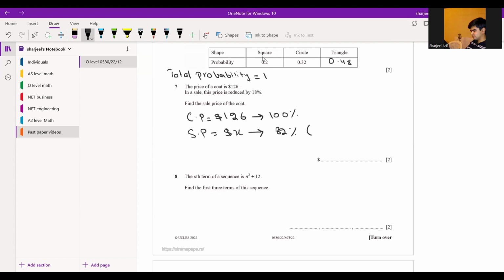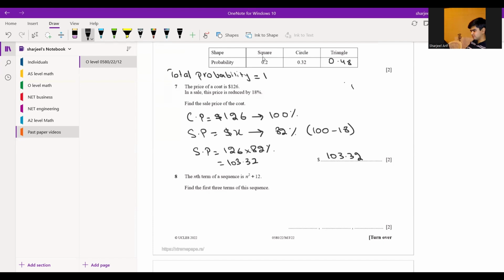So how did we get 82%? We deducted 18 from 100 to get 82%. So we have to find 82% of the cost price, which is 126 dollars. So the selling price will be equal to 126 dollars times 82%. You will get 103.32. You can use the ratio method if you are more comfortable with it.